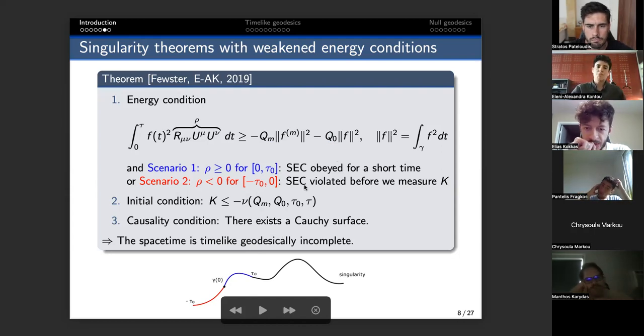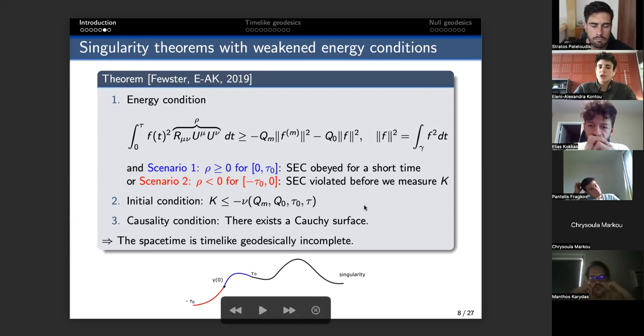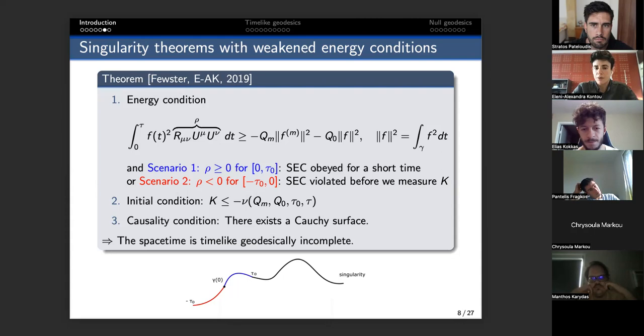So again, for some time minus tau naught before the 0 point, which is the point of our Cauchy surface, the initial condition is also modified, and that makes sense. We have a weaker energy condition, so we need to have a stronger initial condition. For the original Hawking theorem, we had the initial contraction to just be negative. So K has to be less than 0 in the Hawking theorem.